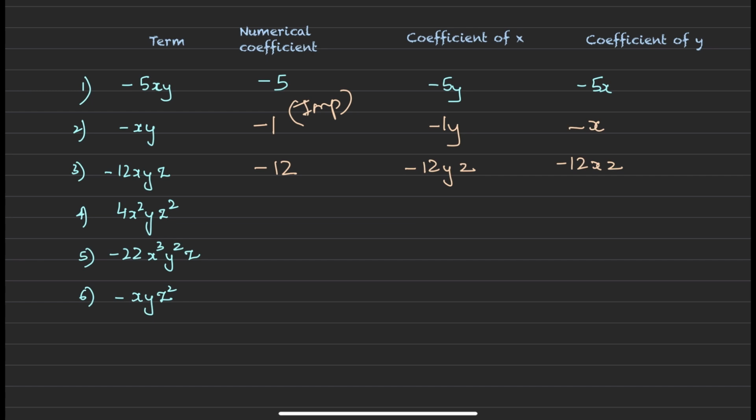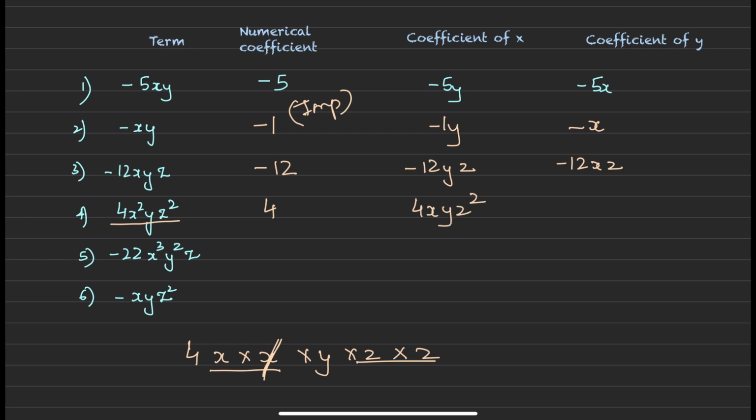The next one, what is the numerical coefficient of 4x square yz square? Just 4. What is the coefficient of x? This one is interesting. How many x square? This means 4 into x into x into y into z into z. Two x's are here, 2 z's are here, and just 1 y is there. Now, what is the coefficient of x? So leave 1 x out. So the coefficient of x here is 4xyz square.